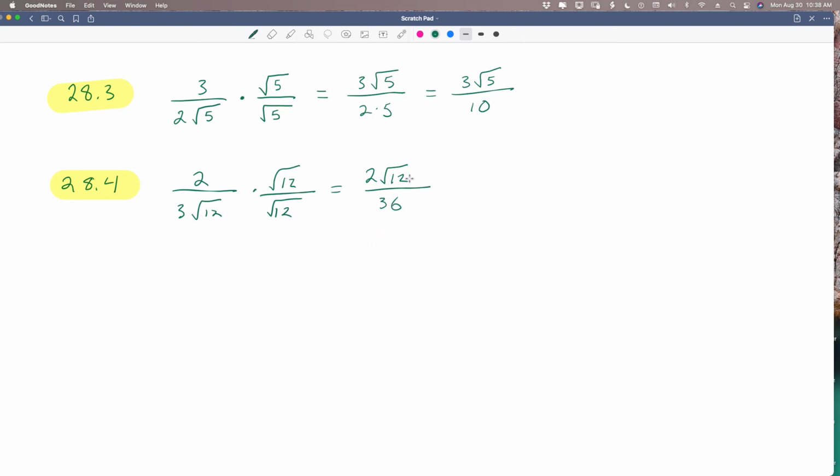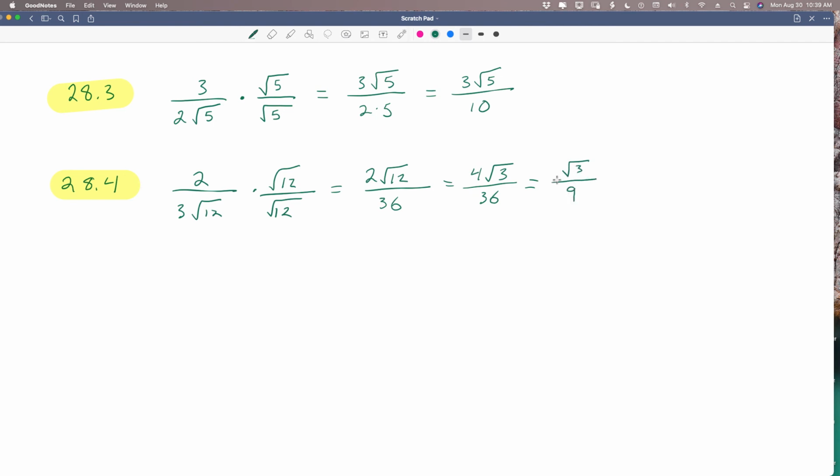All right, but we can rationalize this even more. We can simplify this a bit more because we know that 12 is 4 times 3. So we can pull the square root of 4 out, and that's a 2, and we'll multiply it by this constant. So 2 times 2 is 4. So we can reduce this to 4 times the square root of 3 over 36, but we are not done. We can reduce this. We know that 4 is a factor of 36, and we know that 4 times 9 is 36. So we can reduce this to the square root of 3 over 9.